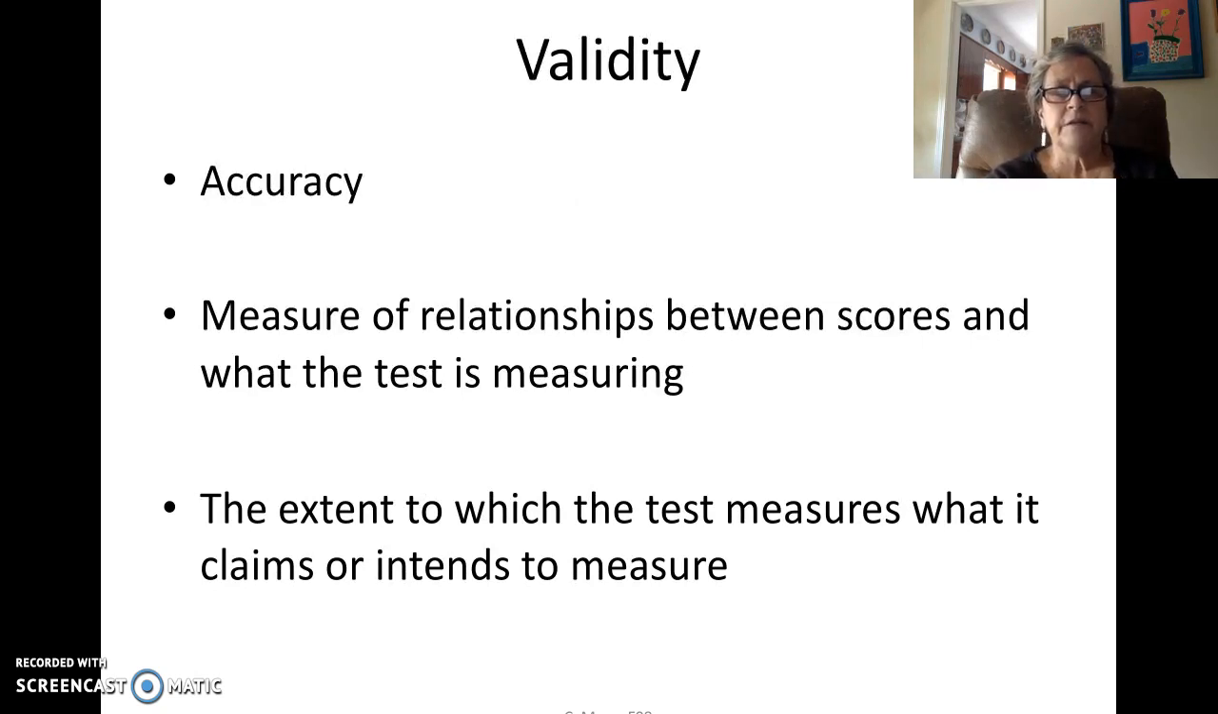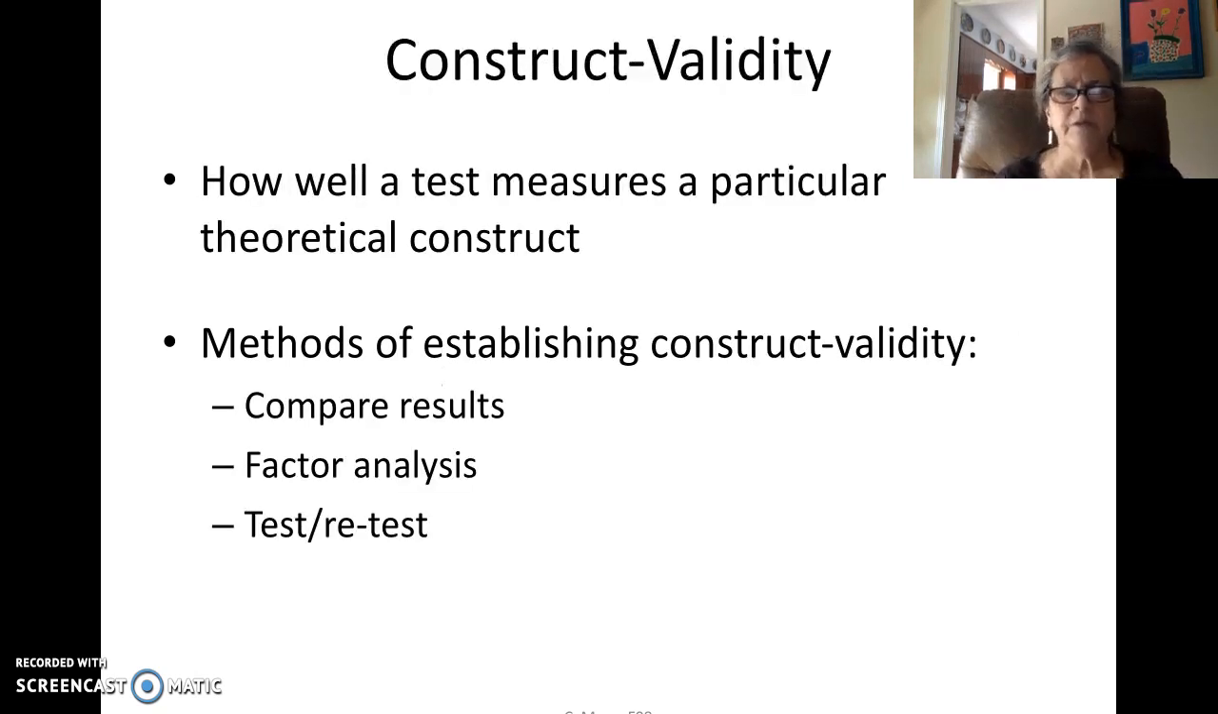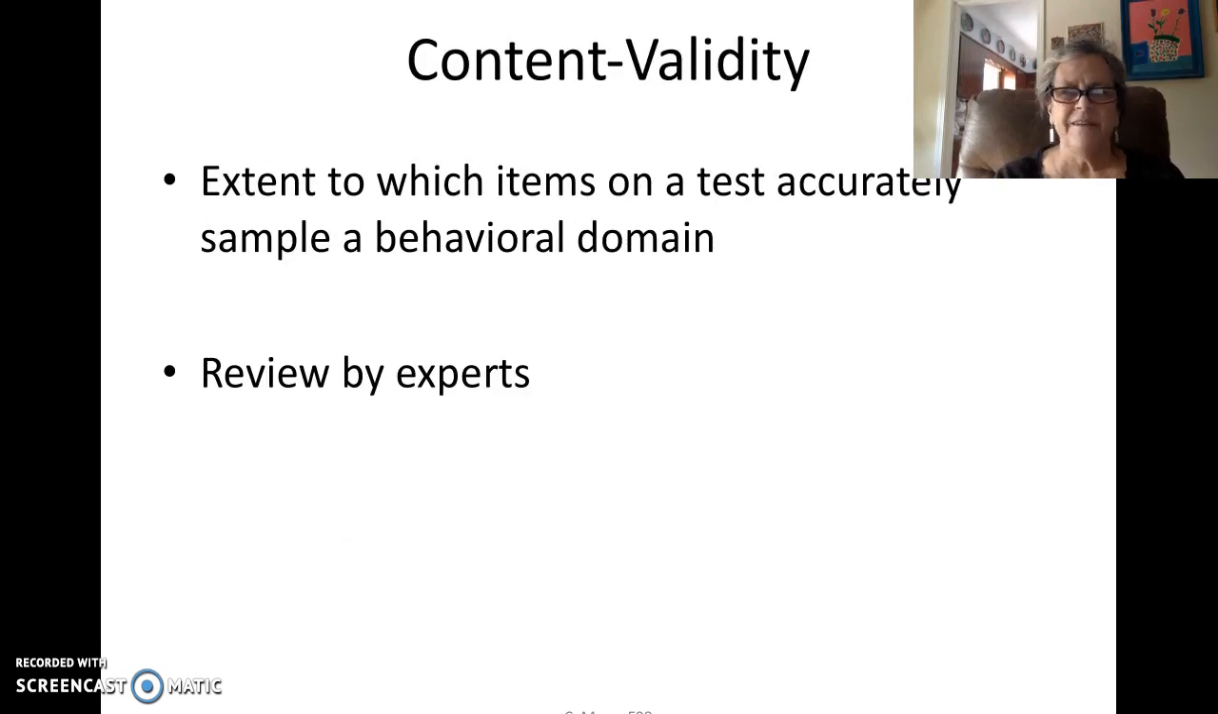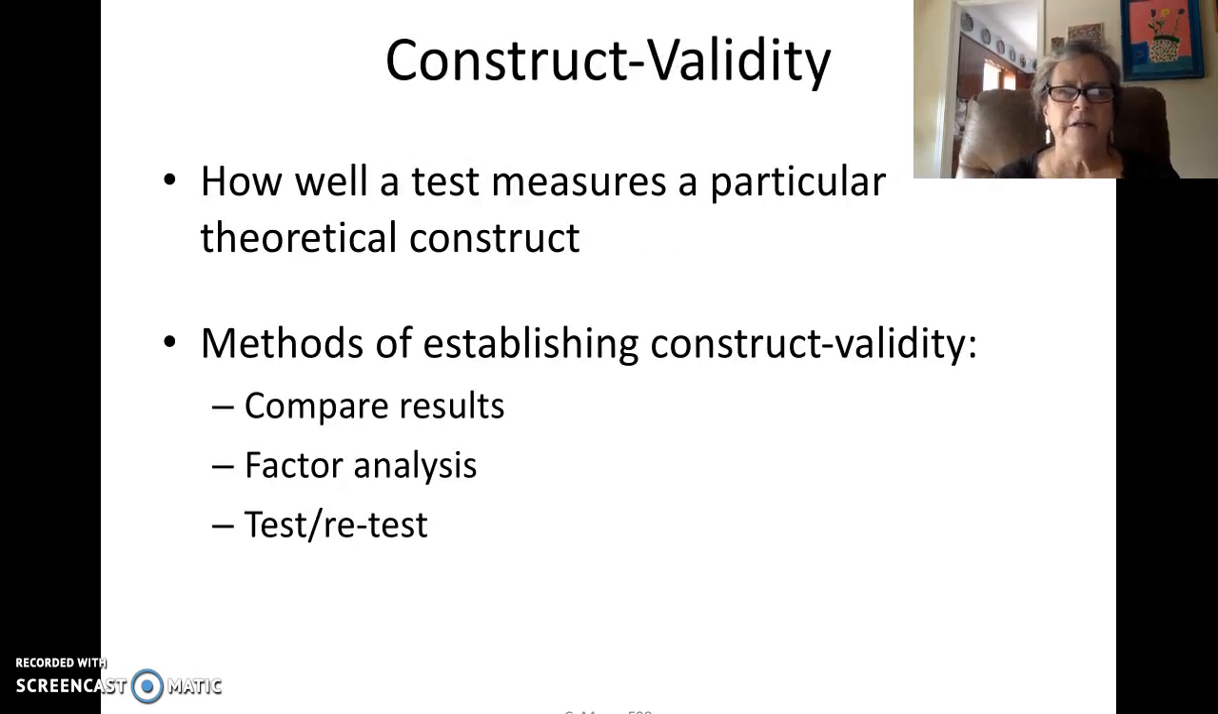So validity tells us if the test is accurate. Do the scores measure what they say they're measuring? And is there an actual relationship between the scores and what the test is measuring? So construct validity and content validity, kind of similar and a little hard, I think, to separate out. But basically, does it measure what it says it's measuring theoretically? So, does it measure gross motor skills if that's what it says?